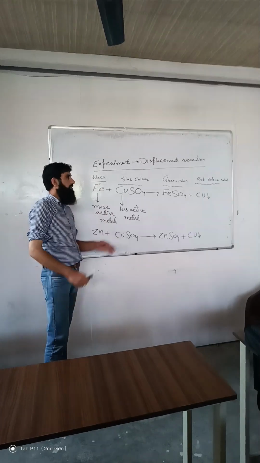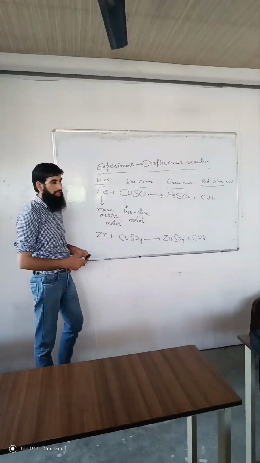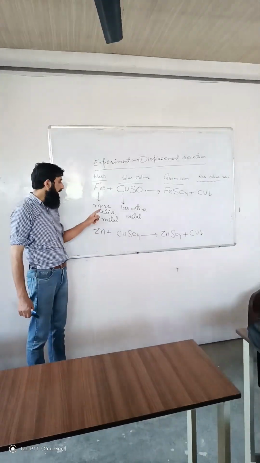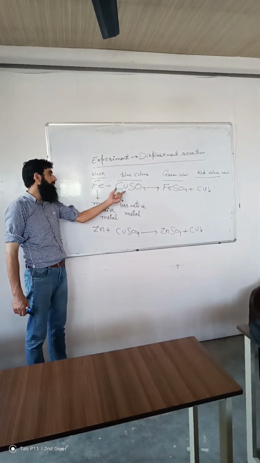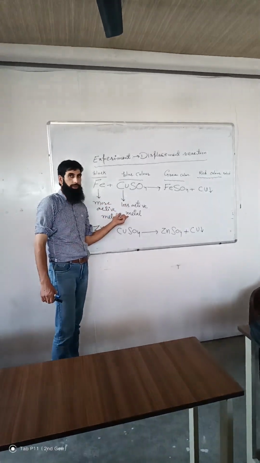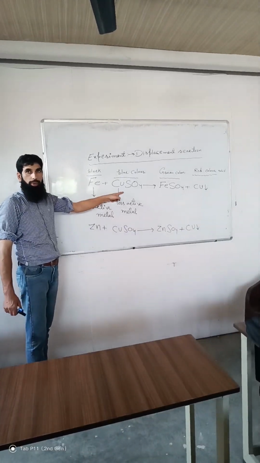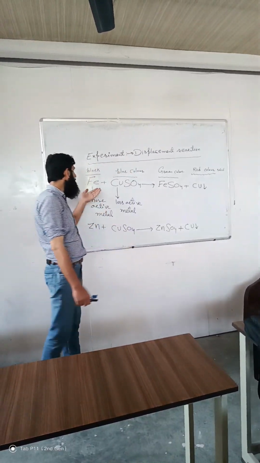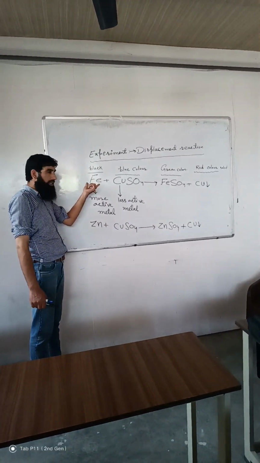Today I am going to demonstrate an experiment that is displacement reaction. What is displacement reaction? I have taught you in the class that the displacement reaction is one in which the more active metal displaces the less active metal from the compound of its own solution. As I have taken the example today, iron reacts with the copper sulphate, it will form the iron sulphate and the copper.